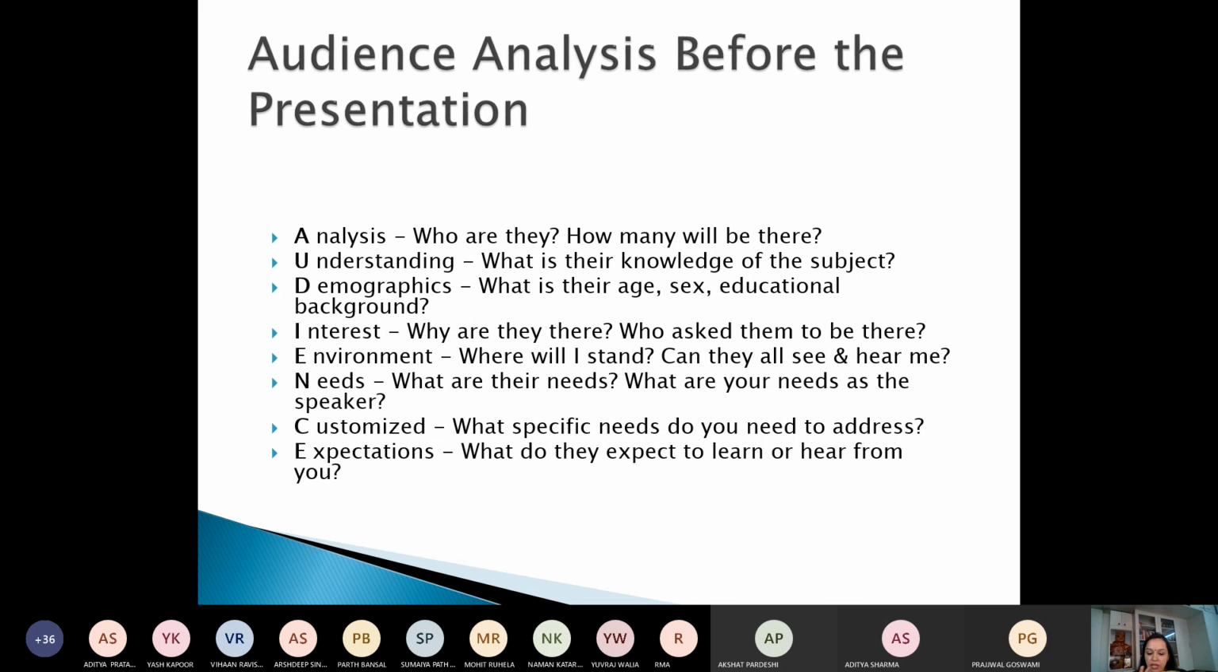Customized. What specific needs do you need to address? That is, you need to change your presentation. Like when we took up the example of culture, according to your audience, according to the place, according to the theme, according to the situation, there could be many changes that you might have to make in your presentation. And then expectations. What do they expect to learn or hear from you? What are my expectations from this presentation? At the end of the day, when the session ends, what do I expect my audience will have learned? Or what are the expectations of the audience, that when this session comes to an end, this is what we will have learned from this presentation or imbibed from this particular session.